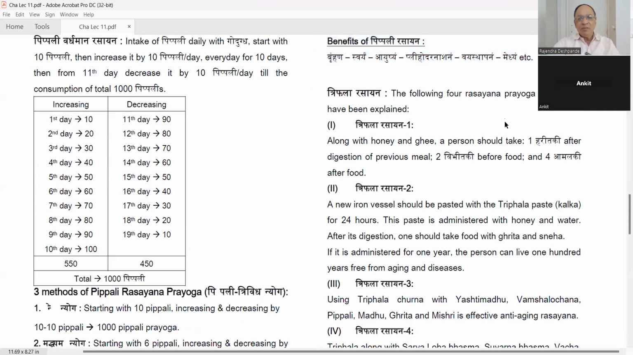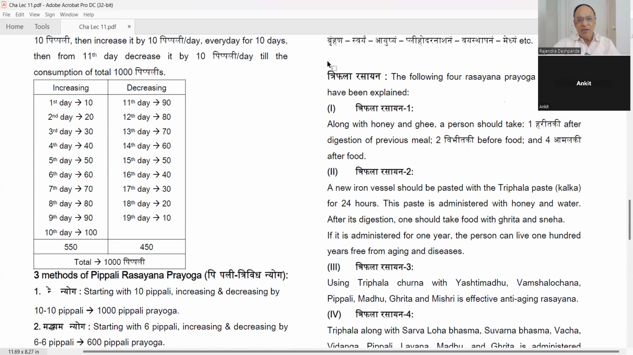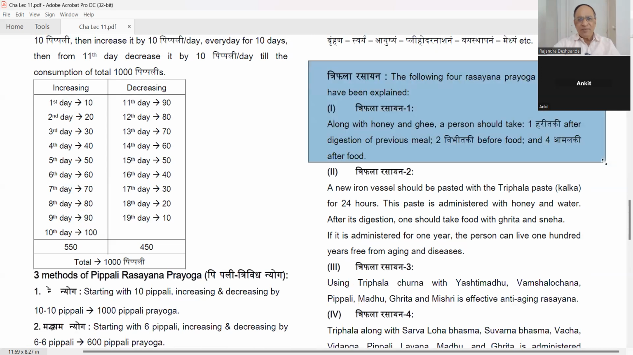Next, we will talk about Triphala Rasayana. There are different formulations. We will go step by step. The following is the Rasayana Prayog of Triphala. First is Triphala Rasayan 1. Along with honey and ghee, a person should take 1 haritaki after digestion of the previous meal, 2 bibhitaki before food, and 4 amalaki after food. So together haritaki, bibhitaki, and amalaki are all used. So it is called Triphala Rasayan 1.